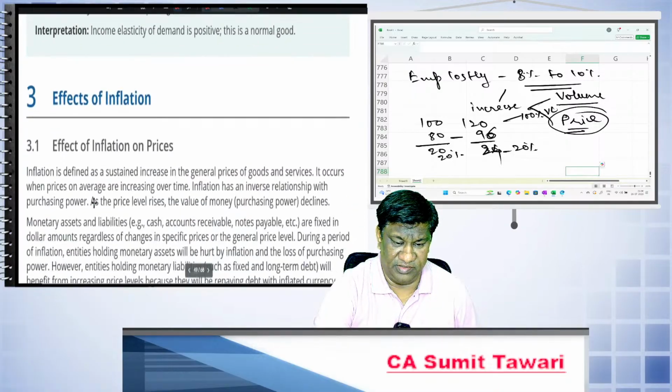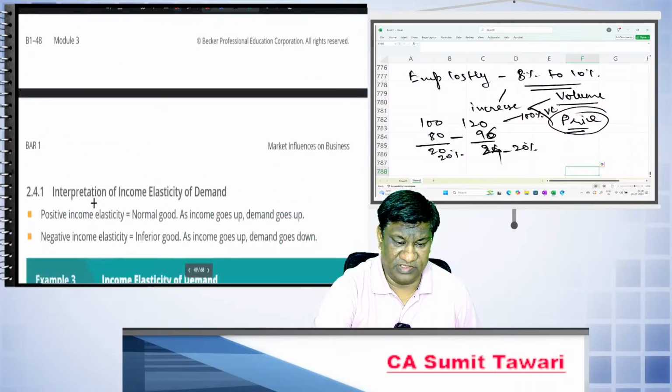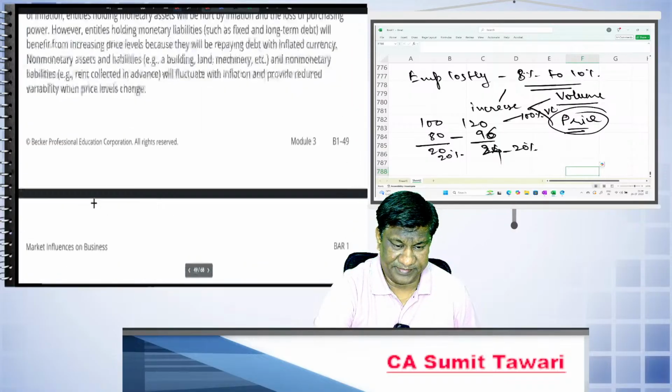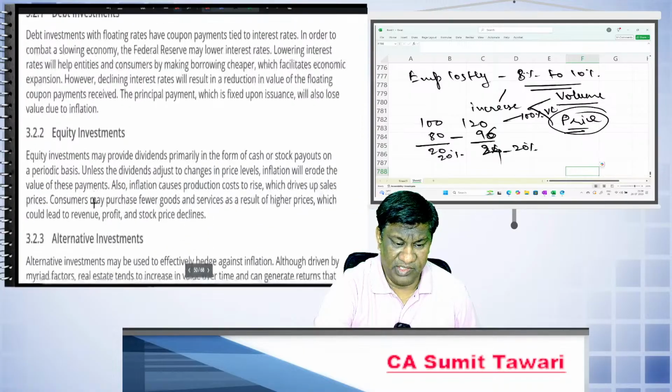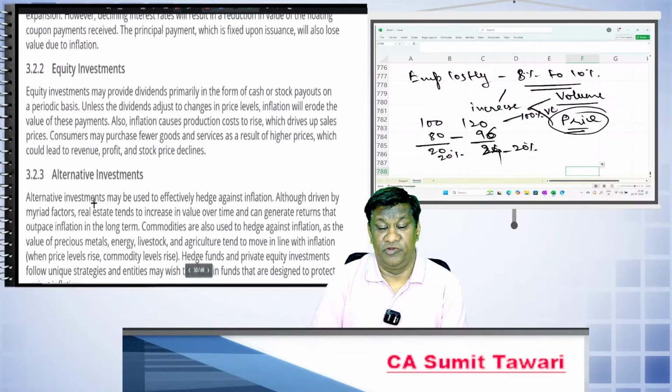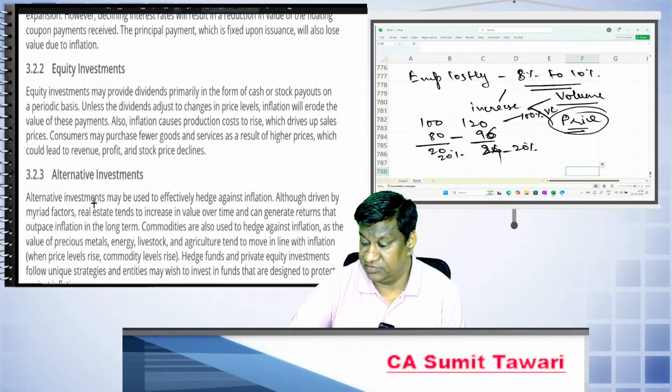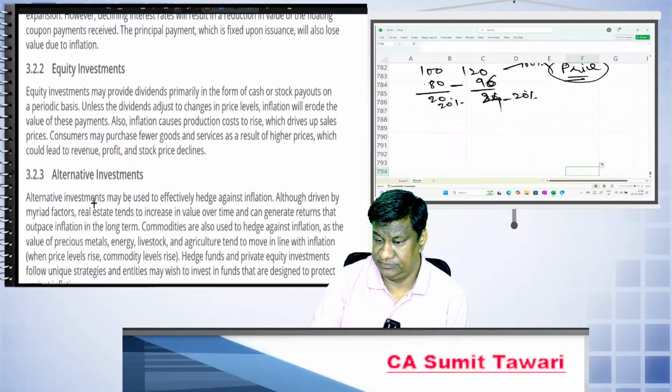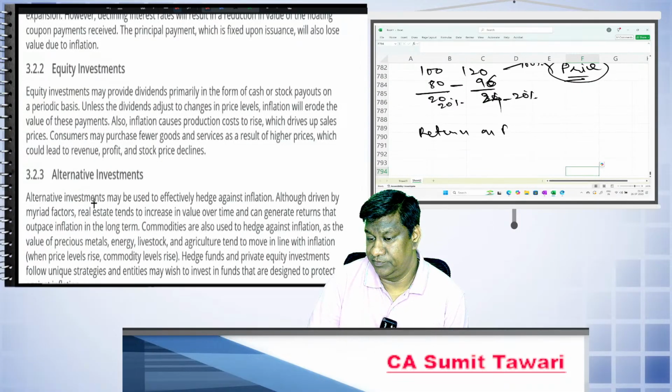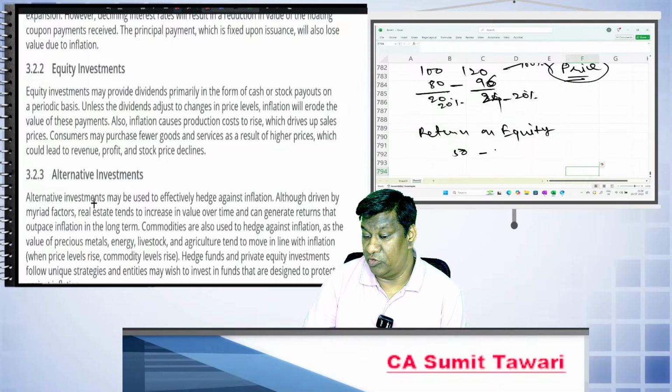And prices and the equity, equity investment. Generally, return on equity is basically the change in prices plus dividend. Okay, see, original price is 50. We got the dividend of 5 and the current price is 55. What is my total return?